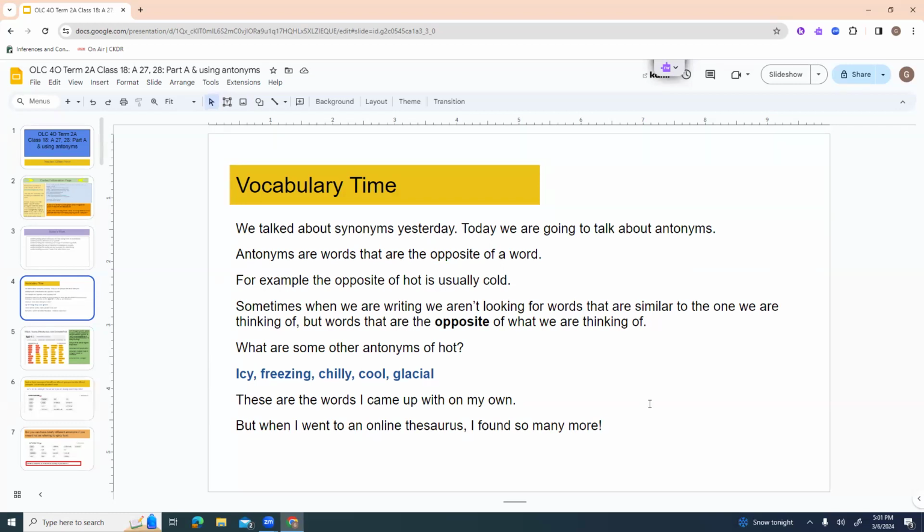Sometimes when we're writing, we aren't looking for words that are similar to the one we are thinking of, but words that are the opposite of what we are thinking of. So what are some other antonyms of hot? Icy, freezing, chilly, cool, glacial. Those are the words I came up with on my own. But then when I went to an online thesaurus, I found so many more.